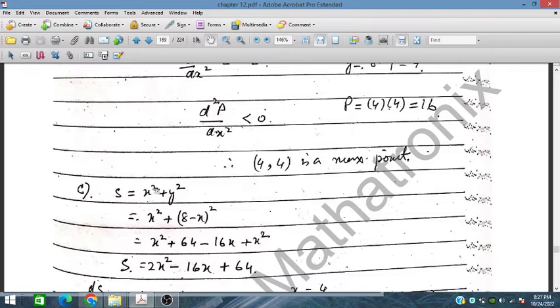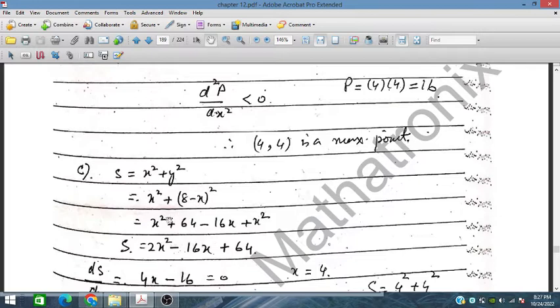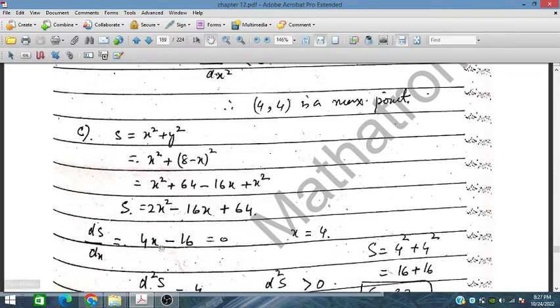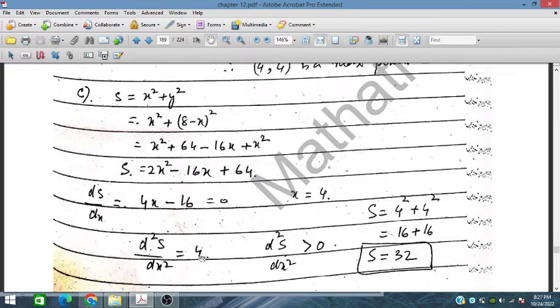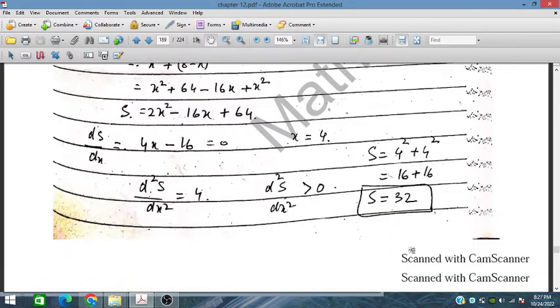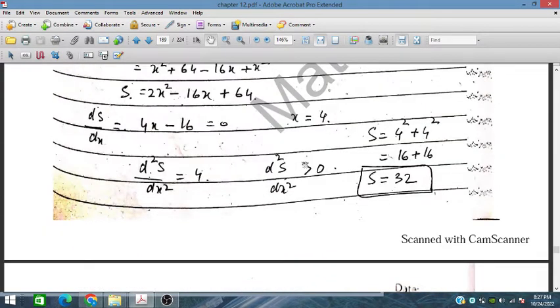Similarly, s is equal to x square plus y square, and in place of y we have 8 minus x as obtained earlier. So we have this function, s is equal to x square plus 8 minus x whole square. Taking the derivative of this, we have 4x minus 16 is equal to 0, x is equal to 4, and the second derivative is positive, so s is equal to 32, and this is greater than 0, so this is a minimum value.